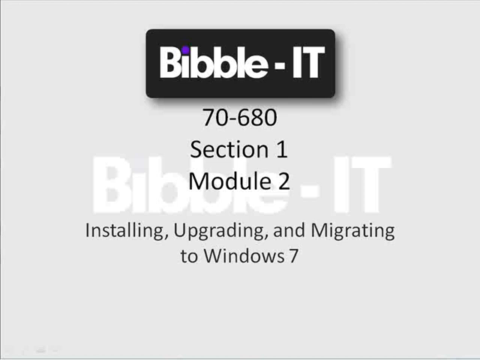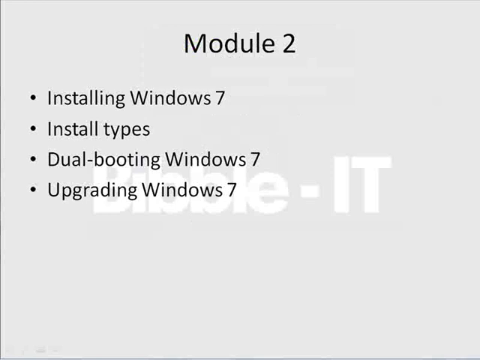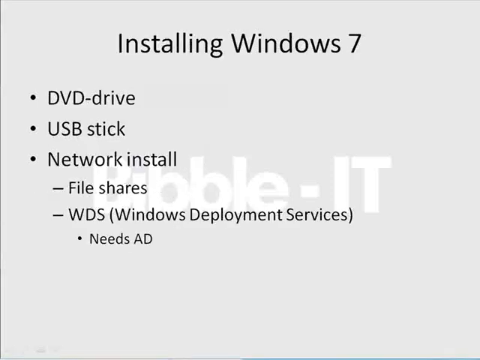So the items we're going to be looking at today include installing Windows 7, the different types of installs that you can do, how you go about dual booting with Windows 7, and the various ways that you can upgrade Windows 7. So either upgrading between Windows 7 versions or from XP or from Vista.